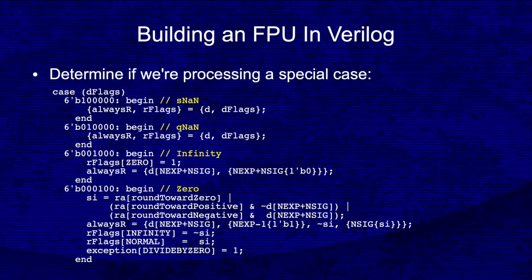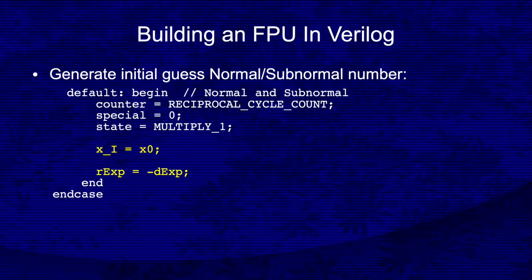When the start signal is asserted, the module determines if the divisor value is a special case. We have a special case if the divisor is a signaling NaN, a quiet NaN, an infinity, or 0. If the divisor is a normal or subnormal number, the module generates the initial guess for the significand and the exponent of the reciprocal x sub 0, and sets a counter which the state machine uses to determine when the reciprocal of the divisor has been successfully computed. The module also sets a state variable to keep track of which Newton's method operation is to take place on the next clock cycle.